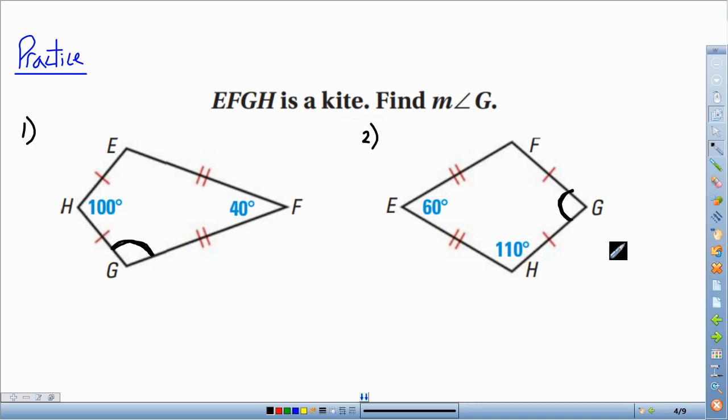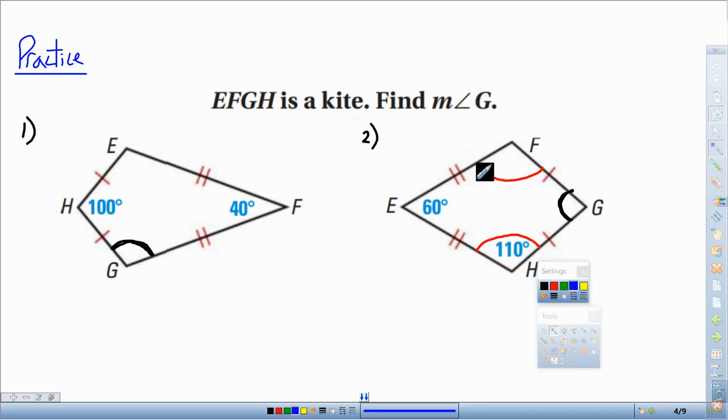Okay, so here's the first thing I'm hoping you notice on number 2. We know that the wings of this kite are congruent. We know that if this is 110 degrees, this is 110 degrees. They didn't ask us for it, but we need to kind of work our way over to angle G.